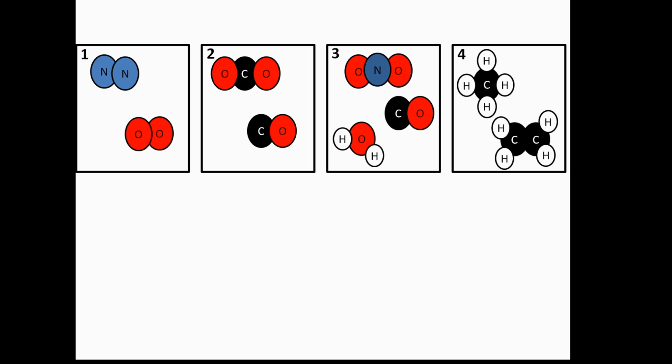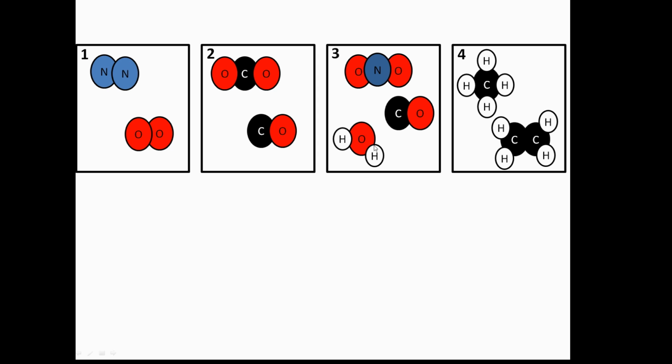So we have here 4 different mixtures. We've got a mixture of nitrogen and oxygen, a mixture of carbon dioxide and carbon monoxide. You'll notice this is very similar, but this top one here, we've got a carbon bonded to 2 oxygens, carbon dioxide, and we've got a carbon bonded to 1 oxygen down here, carbon monoxide. So they're different compounds, so they are a mixture.